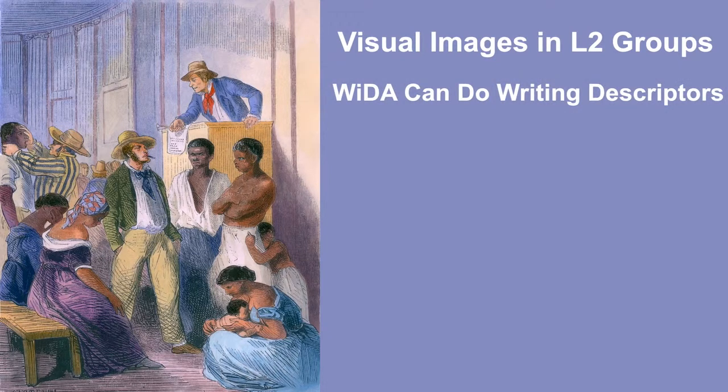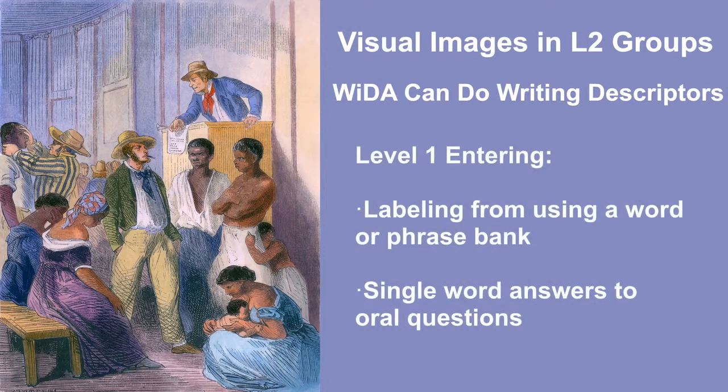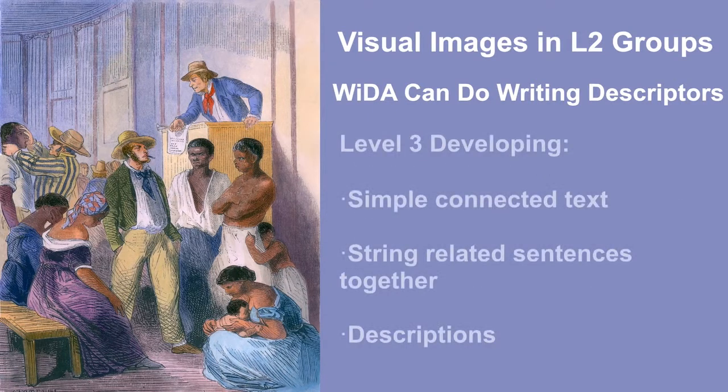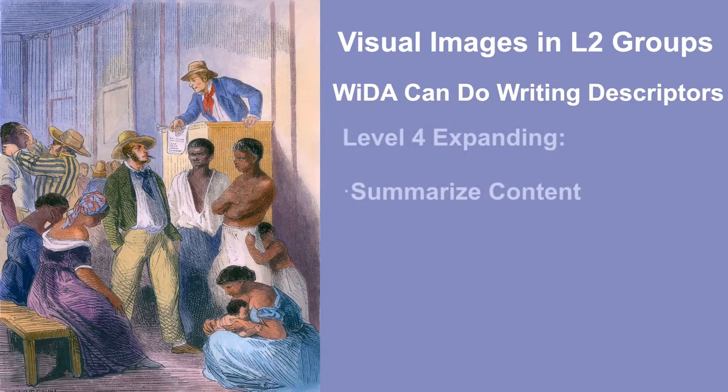Similarly, the can-do writing descriptors provide guidance for how to engage students at all levels of language proficiency in the writing process. At level 1, students can label objects or pictures from words or phrase banks. They could answer oral questions with single words. At level 3, students can produce simple expository or narrative text, string together related sentences, describe events, people, and content-based information. At expanding, students can summarize and explain at a deeper level. Take a moment to think about how you might use these descriptors to design a writing activity for students at different proficiency levels.